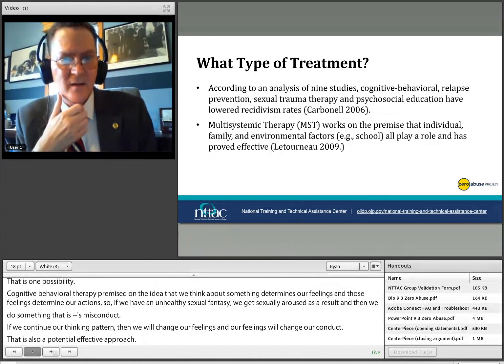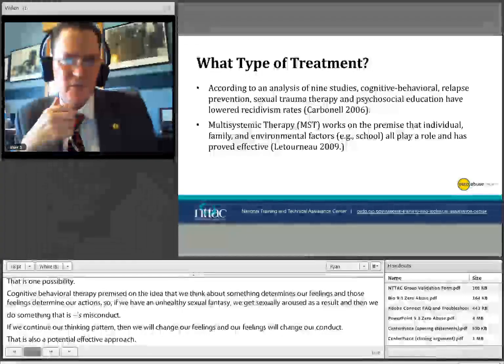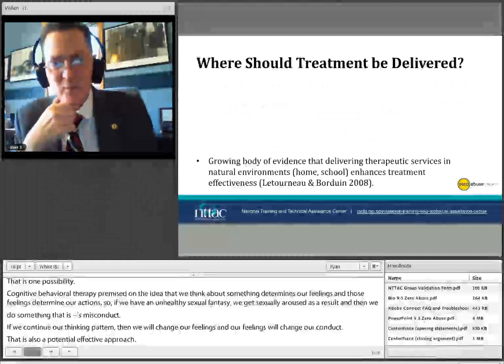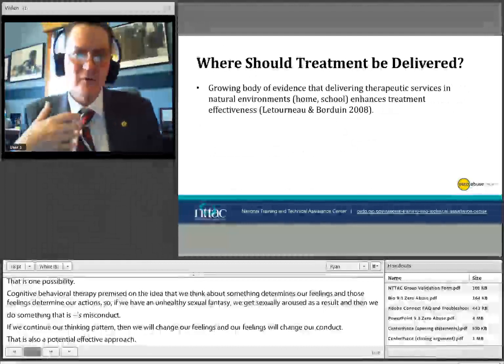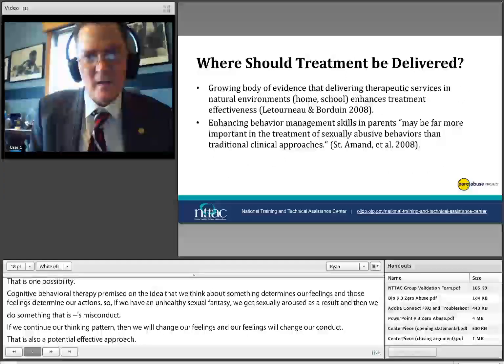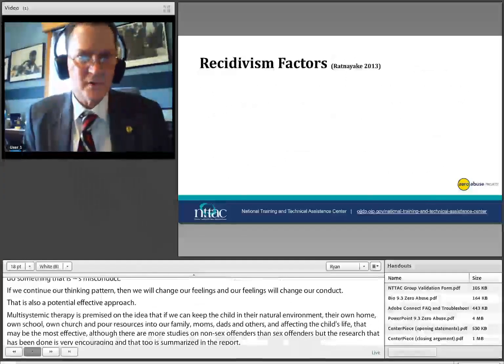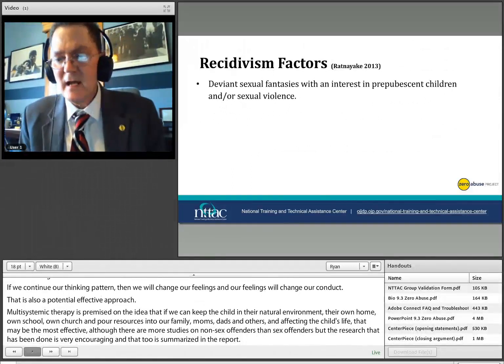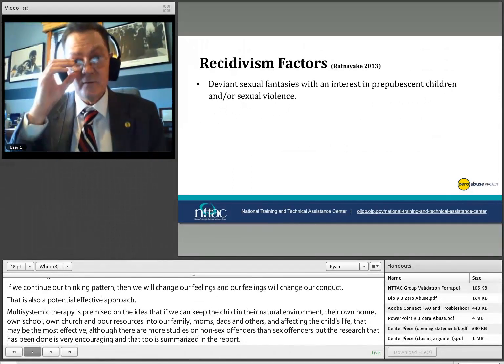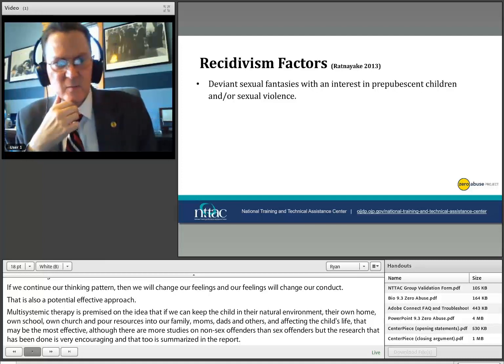So if we have an unhealthy sexual fantasy, we get sexually aroused as a result, and then we do something that is misconduct. Well, if we can change our thinking pattern, then we'll change our feelings, and our feelings will change our conduct. That is also a potential effective approach.